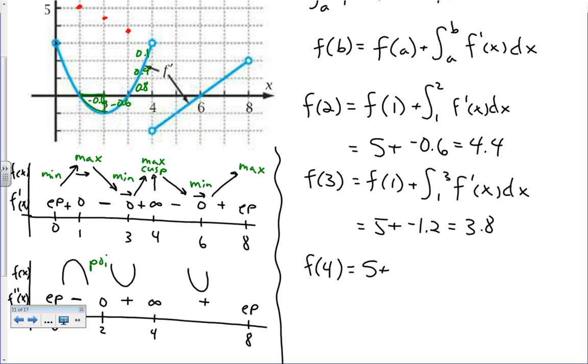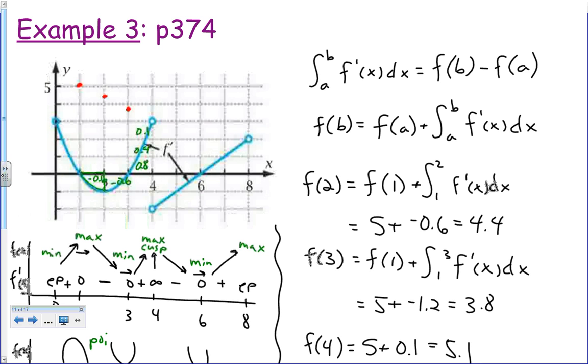So we have a negative 1.2 from 1 to 3, and then a positive 1.3 from 3 to 4. So that gives us a value of 0.1 is what those should add up to be, it looks like. So this turns out to be equal to 5.1. So we're increasing back up to this value here of 5.1, it looks like. So at 4, we get a value of 5.1. So it'll be up there.